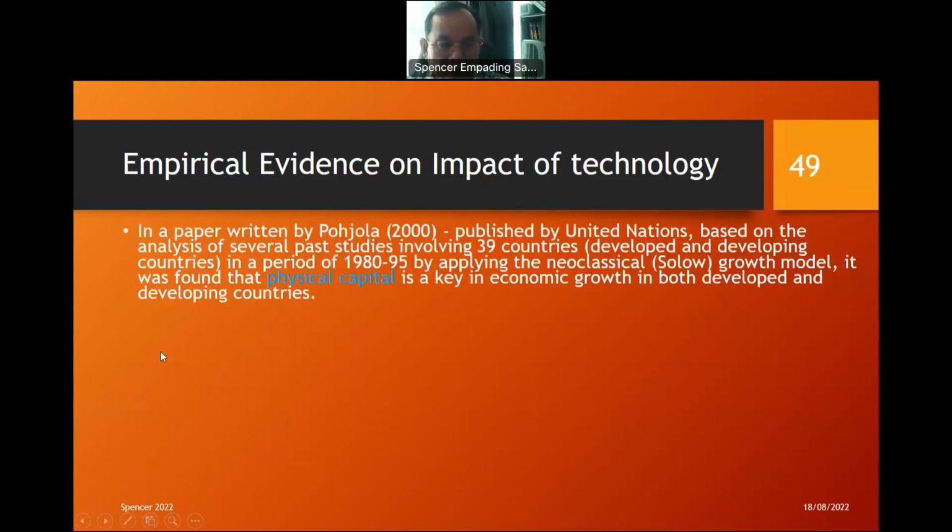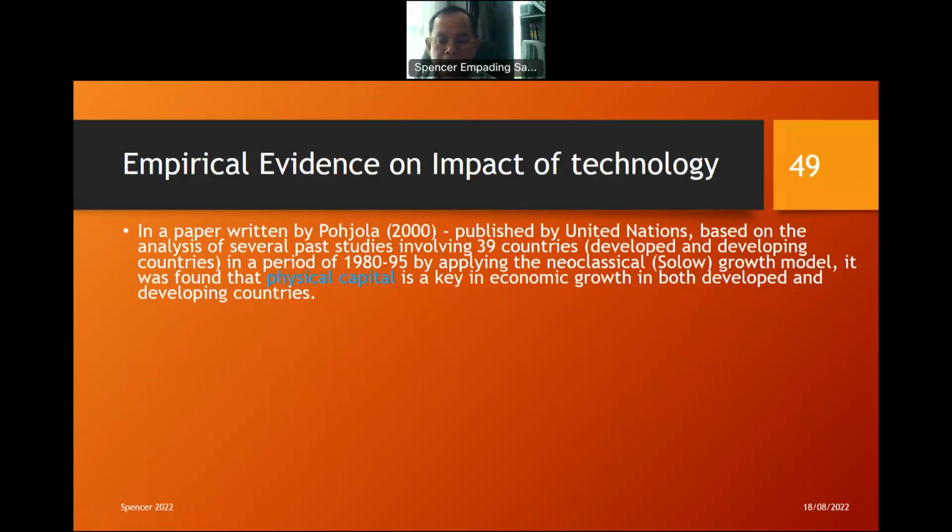So for example, Pojola, in a paper she wrote and published by the United Nations, used secondary data based on analysis of several past studies, which involved 39 countries, both developed and developing, and used the neoclassical growth model for the analysis. And by the way, these studies are from 1980 to 1995. So that is what he or she based the analysis on.